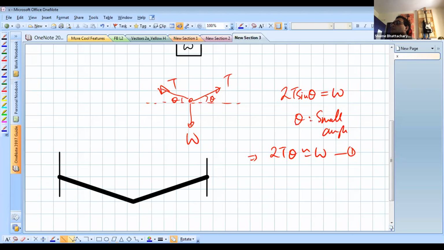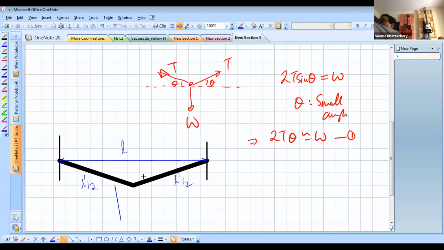In fact, you can show that this length from here to here, this is L, whereas this is L prime by 2 and this is L prime by 2. Okay. Here only in this diagram you can show that these two angles are theta. Okay, so that's how we'll eliminate theta. And this over here is my delta x.